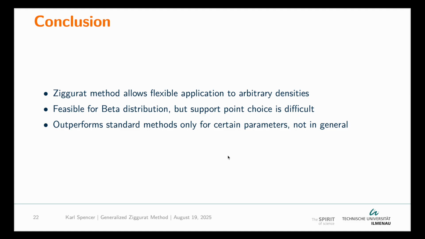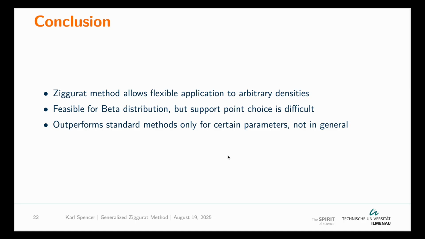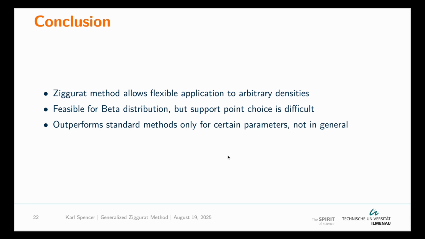As we have seen, the Ziggurat method allows flexible applications for arbitrary reference measures, even for densities which are unbounded, as in this case. This is a huge advantage compared to the normal Ziggurat method, which can only yield results for bounded cases. It is therefore feasible for the beta distribution, whereas the support point choice is very difficult. This is why it can outperform standard methods only for certain parameter choices, but not in general. Because we do not have a scaling-location family, the Ziggurat has to be computed in every step, which is a huge pre-computation bound and only yields good results for small support choices.